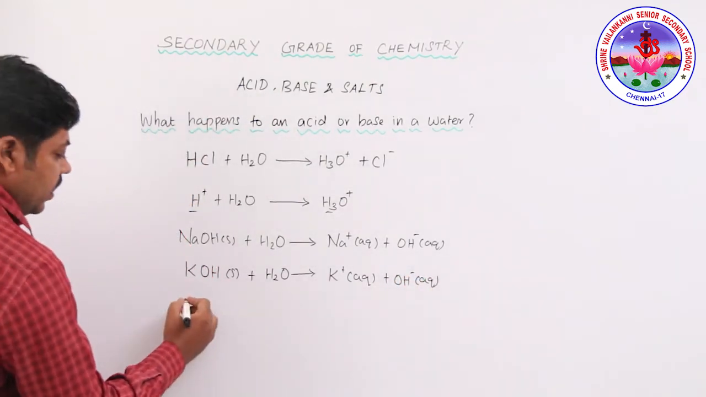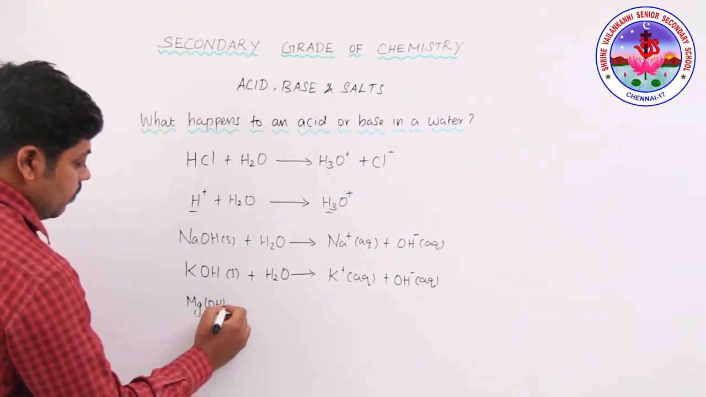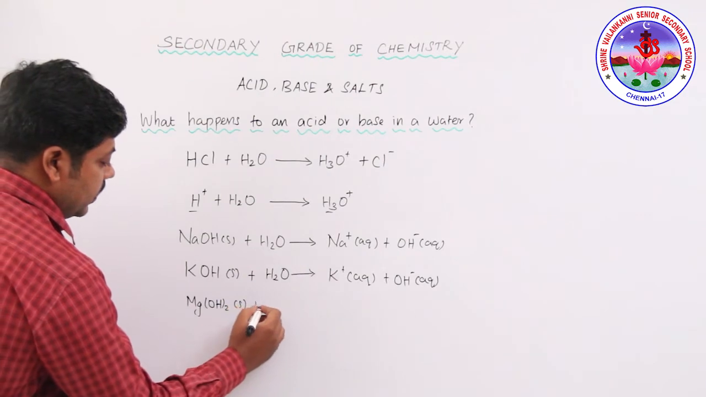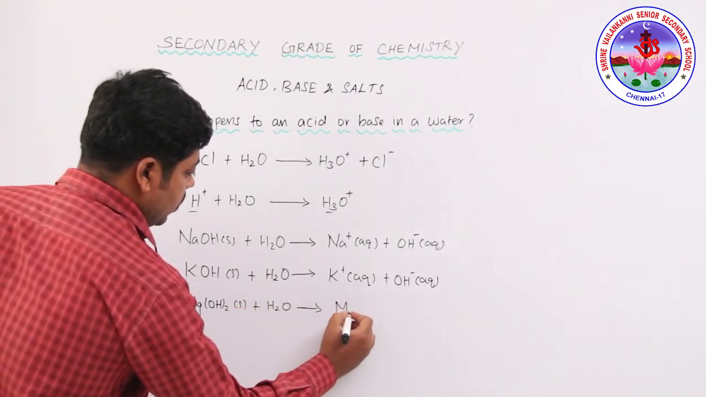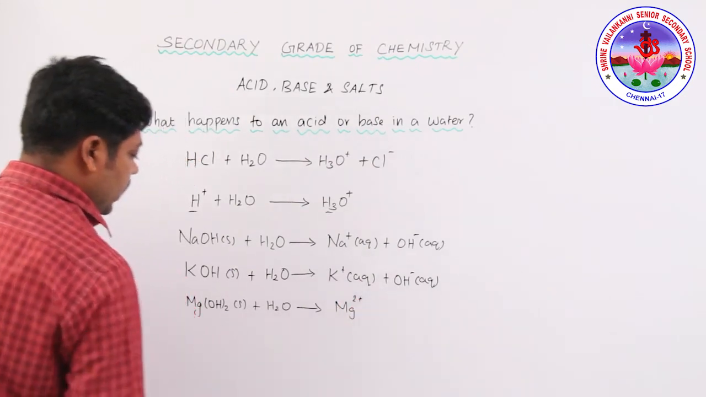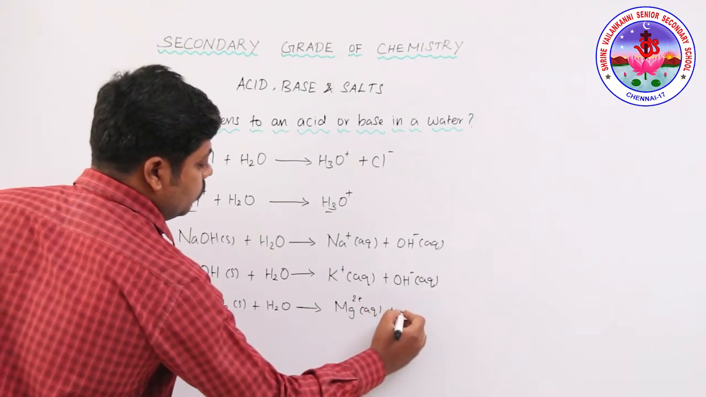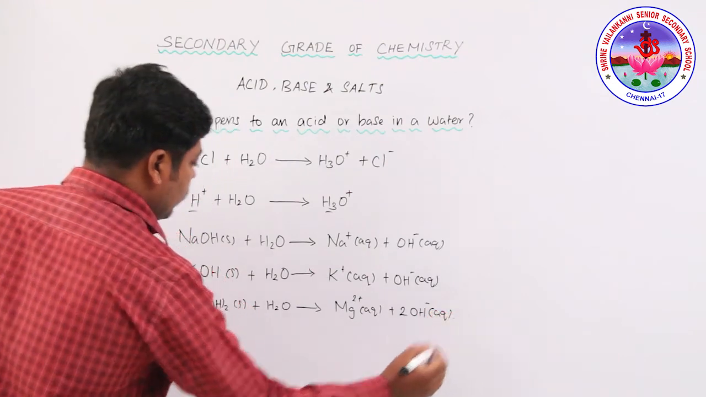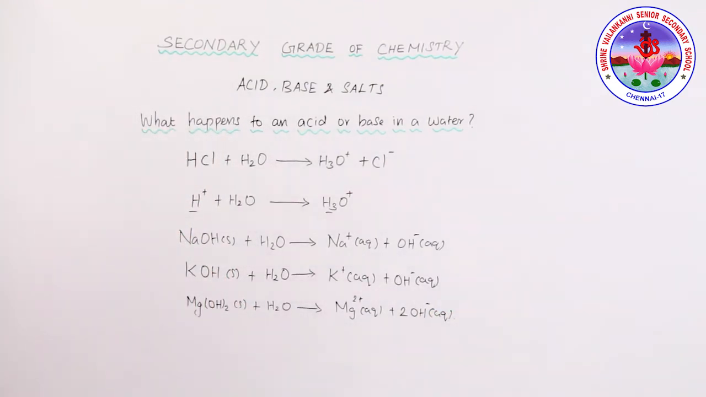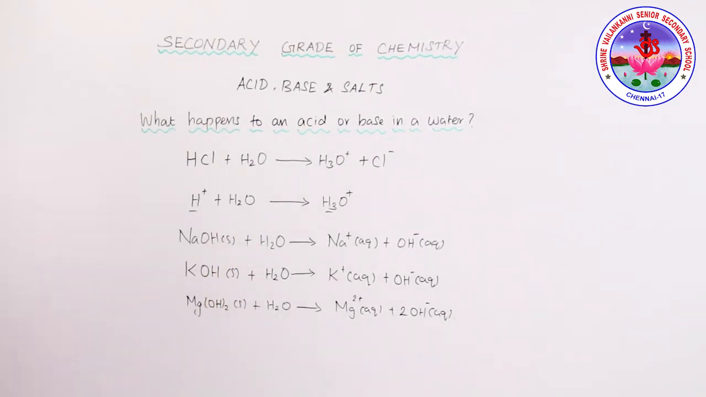Similarly, magnesium hydroxide in solid form reacts with water to produce Mg 2 plus aqueous and 2 OH minus aqueous. So simply, metal hydroxides that react with water are called alkalis.